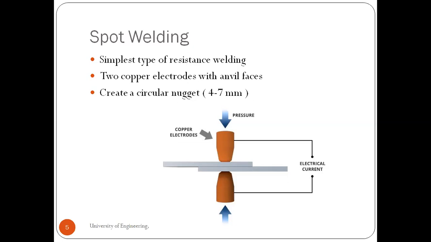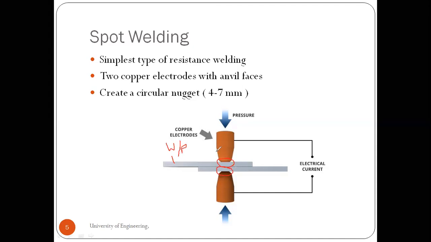You can see here, this is the area of contact at both the electrode ends. These are the workpieces: two workpieces or sheet metals are overlapped with each other, the electrodes are placed in this manner, and the mechanical pressure is applied.